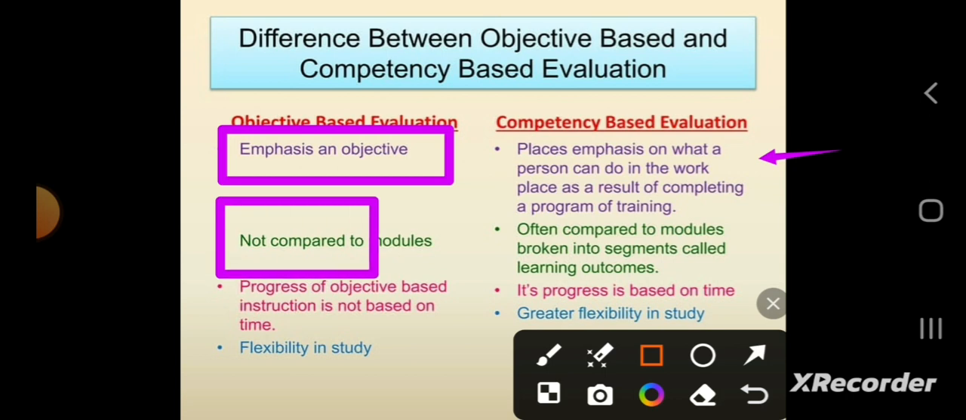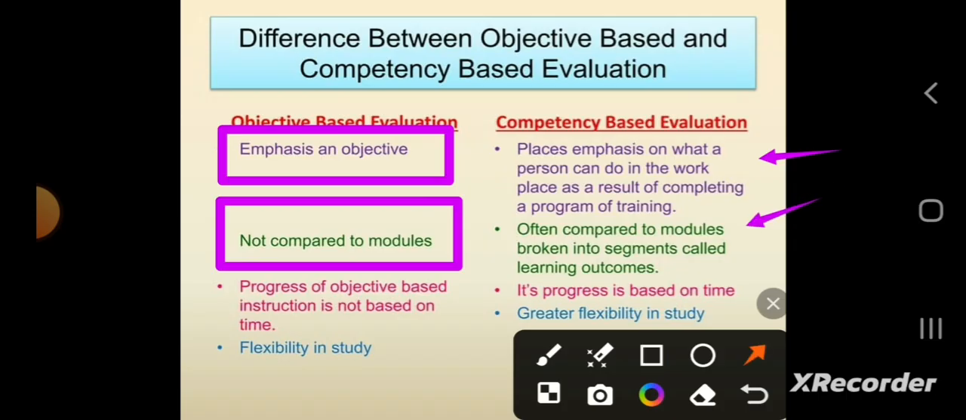Not compared to modules. Typically not compared to modules or specific learning segments. Often compared to modules broken into segments called learning outcomes. Next, progress. Not strictly time bound, progress can vary based on learner pace. Its progress is based on time. Progress is more structured and may be time bound, especially in formal settings.